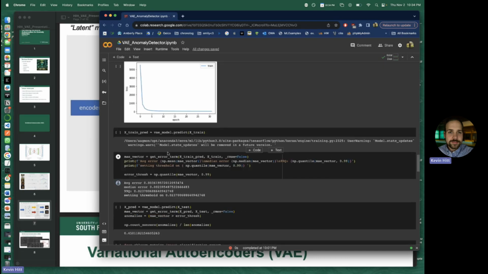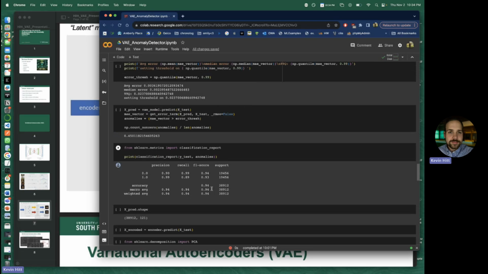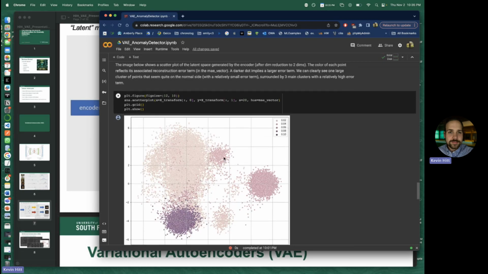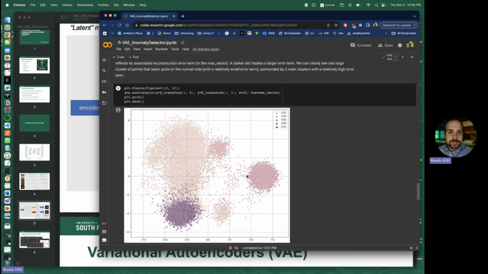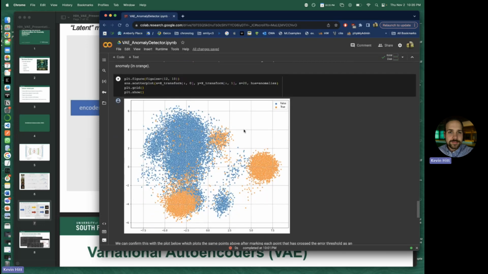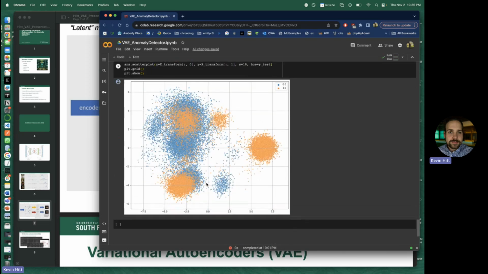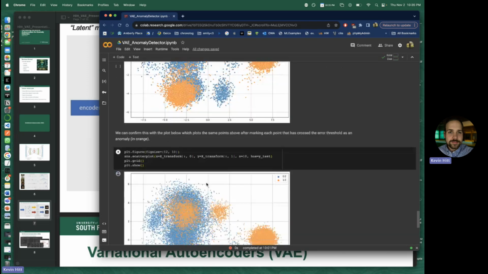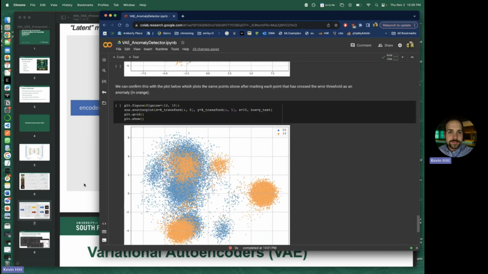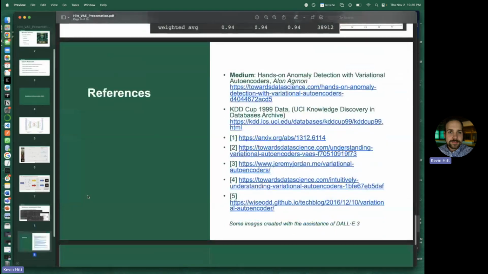So here we define our Adam optimizer, we make some predictions, we have some good precision, and we move down here to see the scatter plot of the encoding. And we see the initial assumptions that when we introduce a threshold, show these predictions, where orange is actually the anomalies here. And we see that it does a fairly good job, but there is some space left remaining there. So that is the presentation. Thank you.